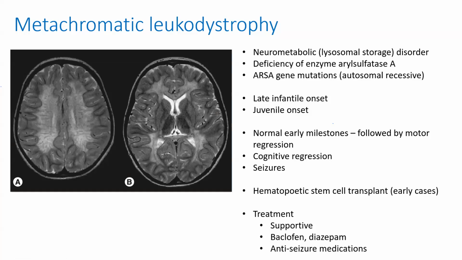And this is an interesting condition because if you pick it up very early, then hematopoietic stem cell transplant may actually arrest the disorder and prevent progression. Because if you don't do anything, then these children become vegetative and eventually they die because of aspiration. So it's an important condition to detect, important to do genetics because that will give us a confirmatory answer.